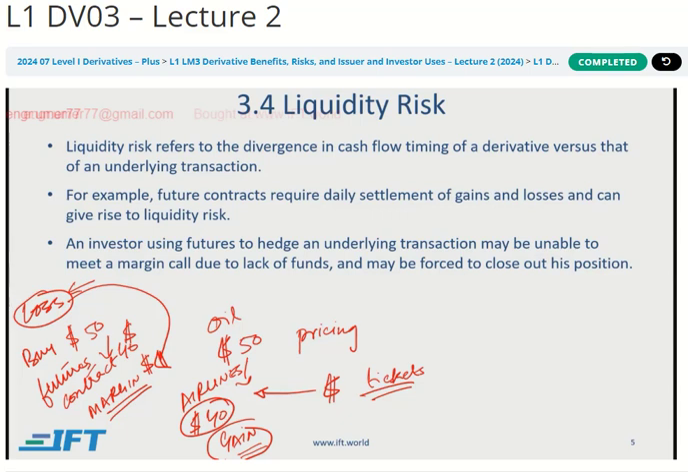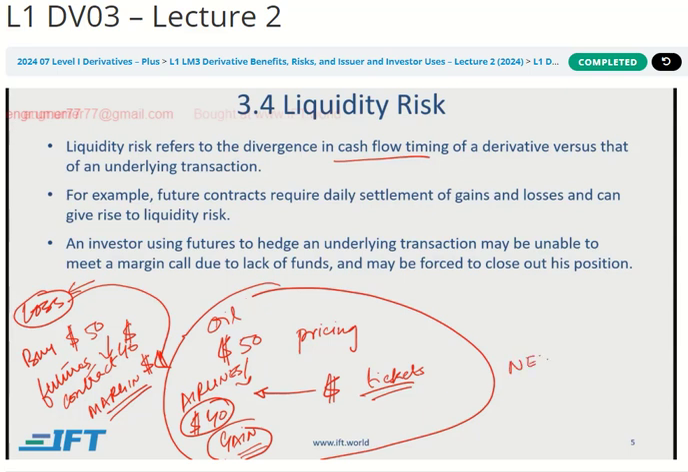So liquidity risk refers to the divergence in cash flow timing between the derivative and the underlying transaction, because the underlying transaction is going to be next season, but this loss is right now. So there is a difference in timing, and futures require daily settlement of gains and losses, which can give rise to liquidity risk. An investor using futures to hedge an underlying transaction may be unable to meet a margin call.